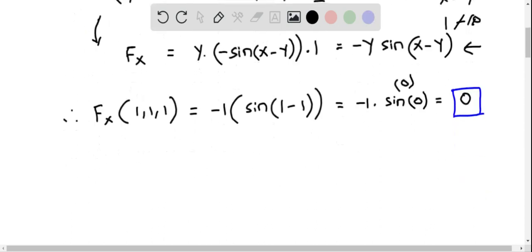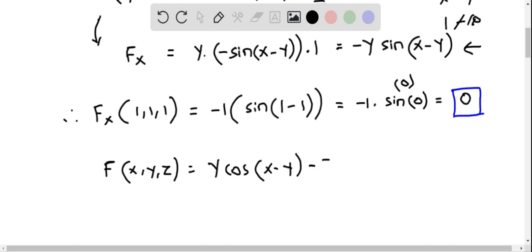Now let's determine the partial derivative of this function with respect to y. Let me copy that function, f of x, y, z, which equals y times cosine of (x minus y) minus z. Now we are going to differentiate partially with respect to y, so we put this as f_y. We treat x and z as constants.